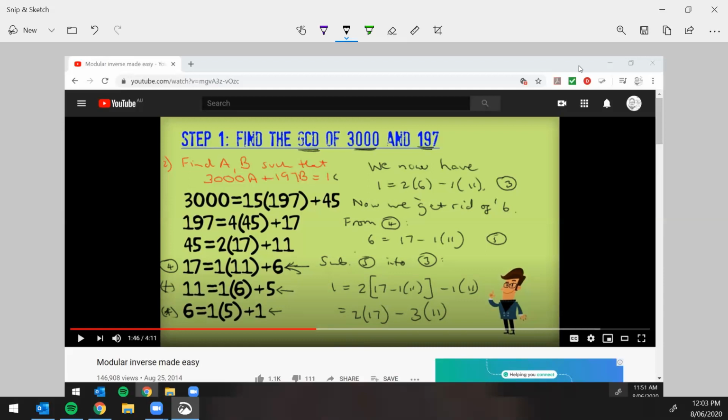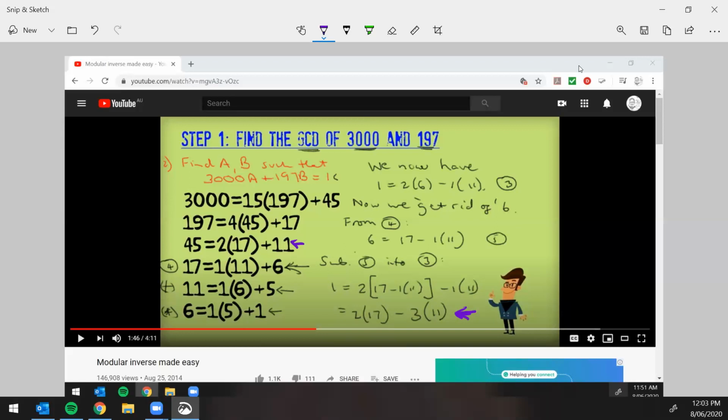The next step is, let's just change the color here. Actually, let me try this one, for example. We want to get rid of 11 now, which is there. So where are we going to get an expression for 11 to substitute in this to get rid of 11? Well, we've got one here. We know that 11 equals 45 minus 2 times 17. So we can substitute it back in here, and we know that'll get rid of 11.